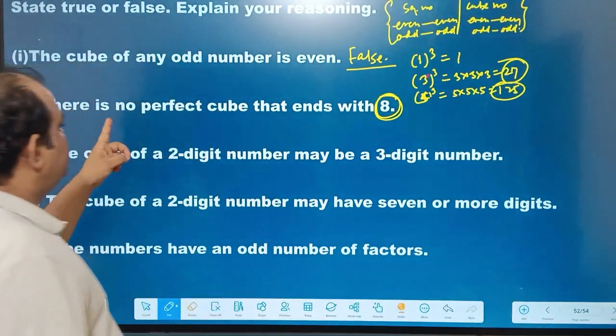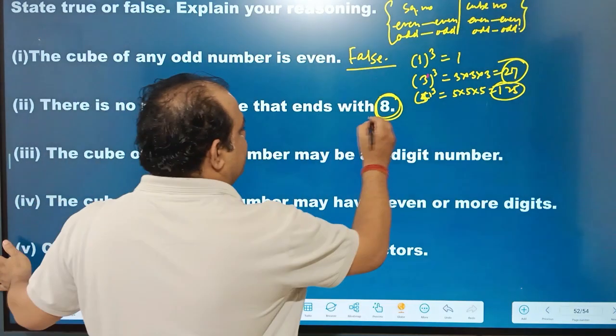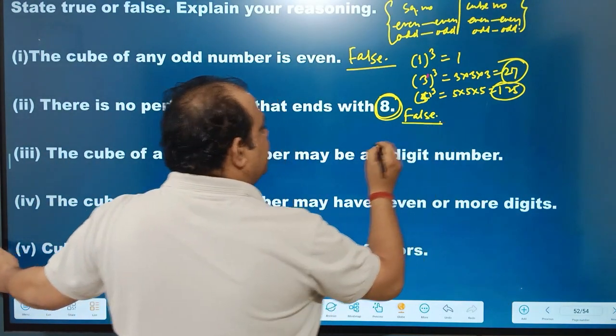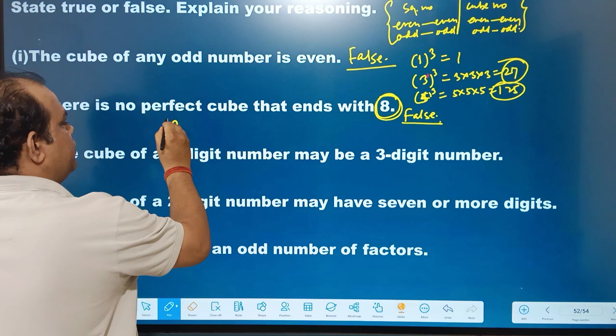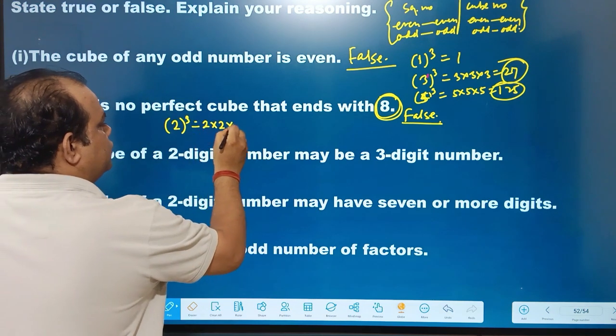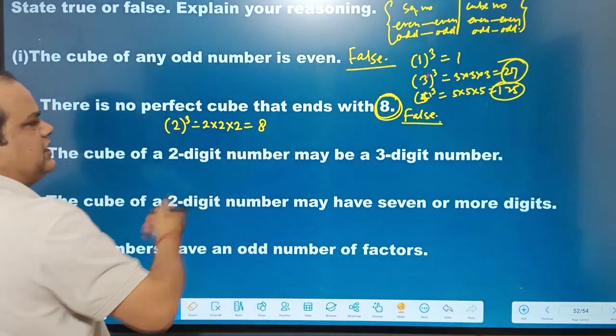तो अगर ये कहता है there is no perfect cube that ends with 8, this is again false. क्या करना है? आपको एग्जांपल्स देने. 2 का क्यूब देखो क्या होता है? 2 into 2 into 2. 8 में एंड किया ना. कोई भी आप एग्जांपल दे देना, ठीक है.